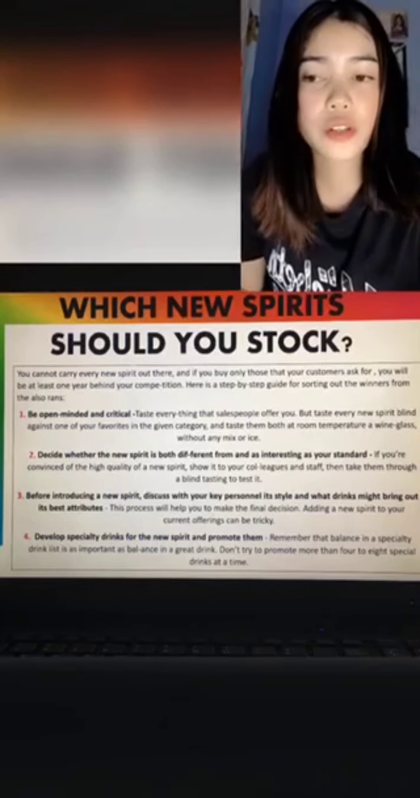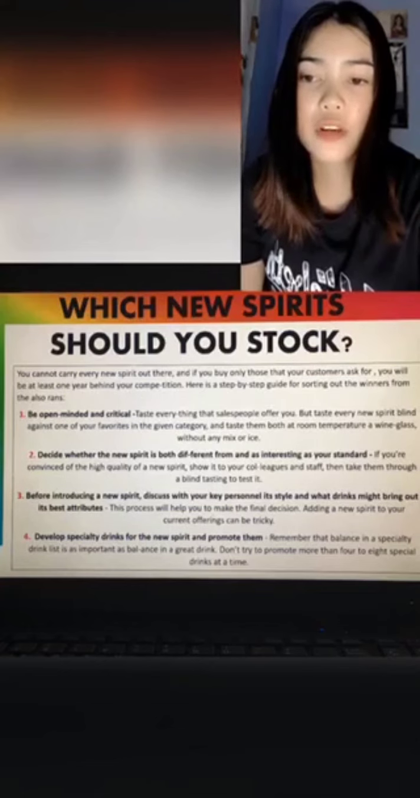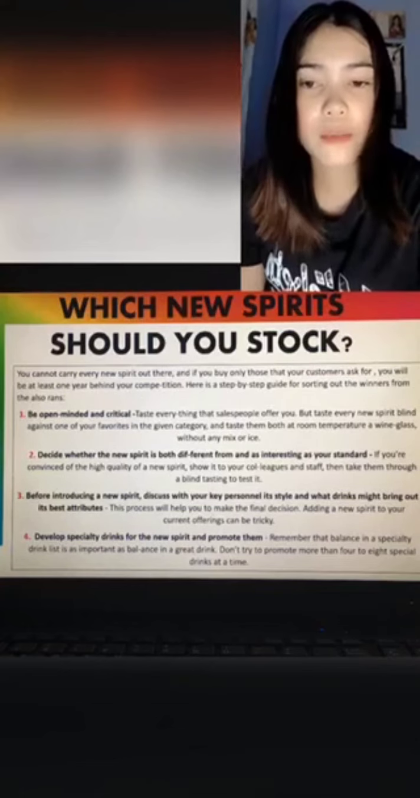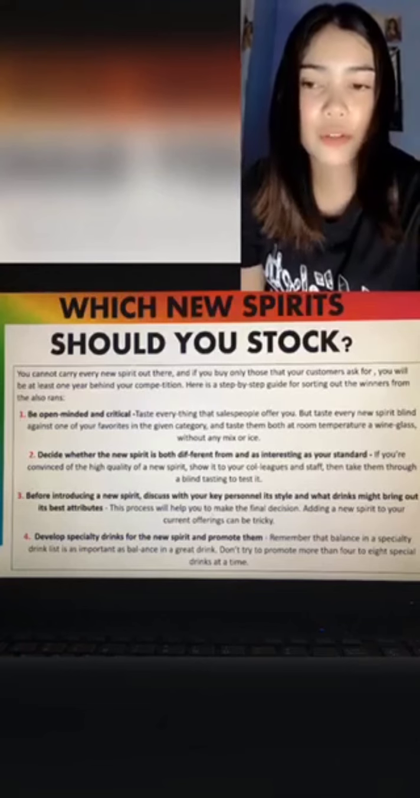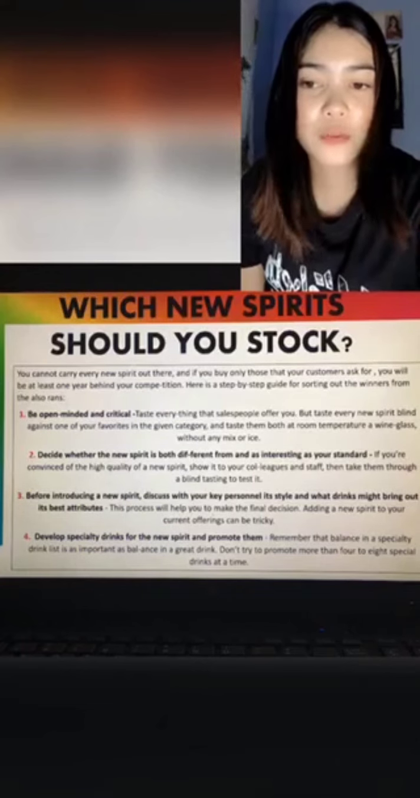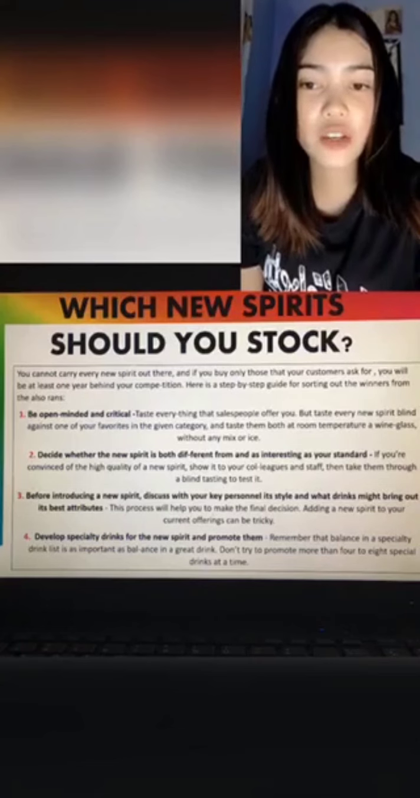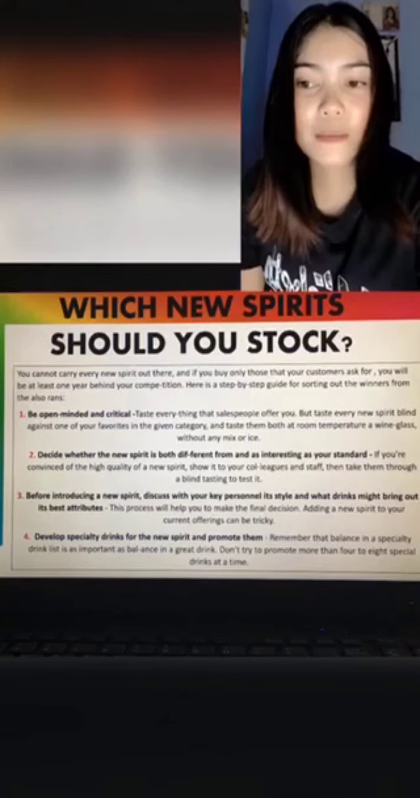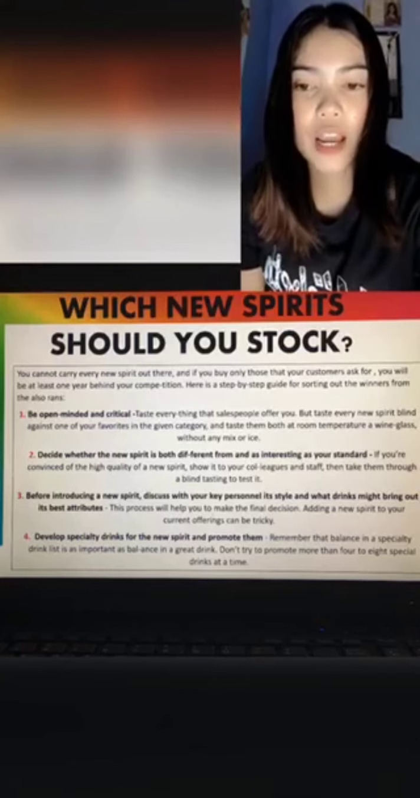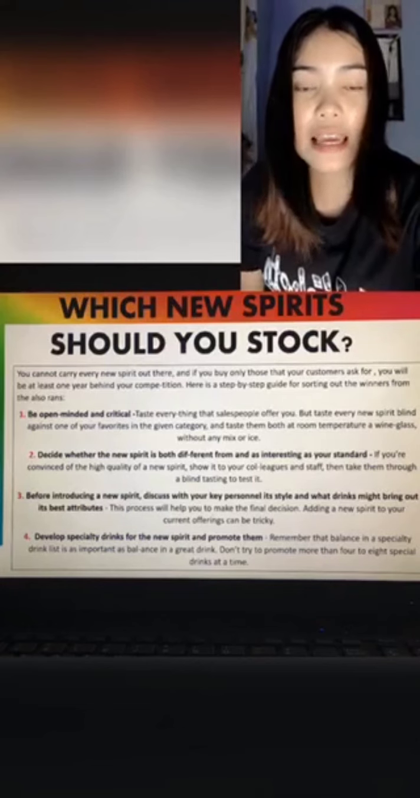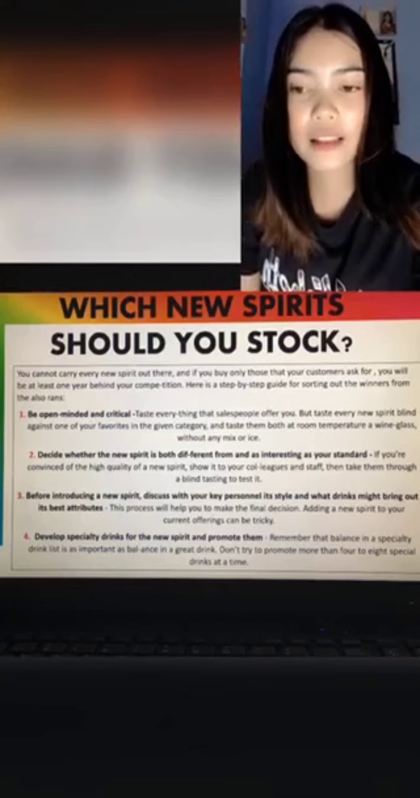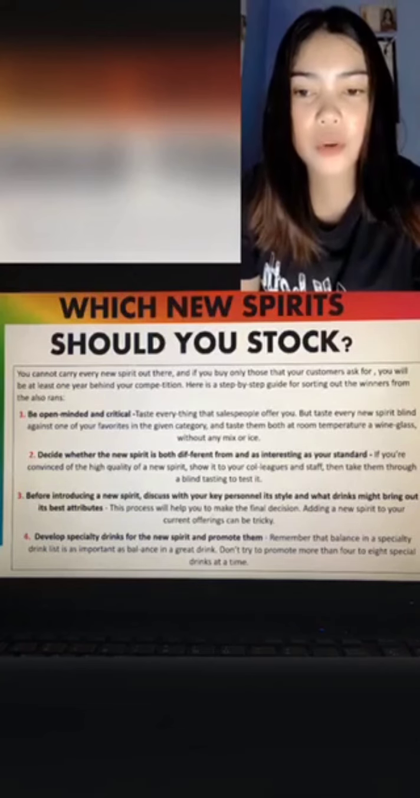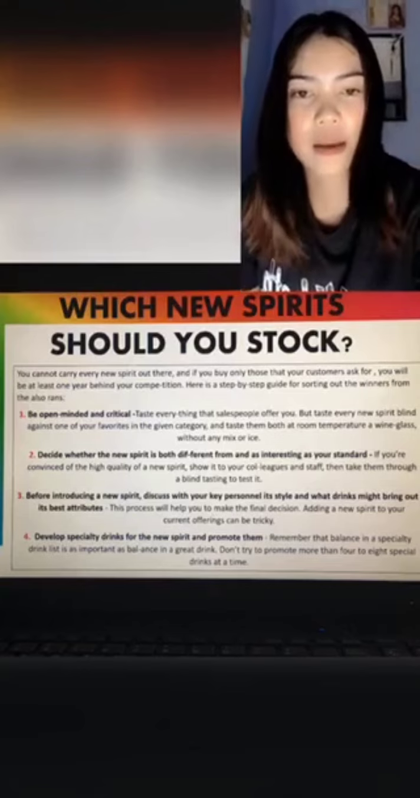Before introducing a new spirit, discuss with your key personnel its style and what drinks might bring out its best attributes. This process will help to make a final decision. Adding a new spirit to your current offerings can be tricky. Last, develop specialty drinks for a new spirit and promote them. Remember that balance in the specialty drinks list is as important as balance in a great drink. Don't try to promote more than 4 to 8 special drinks at a time.